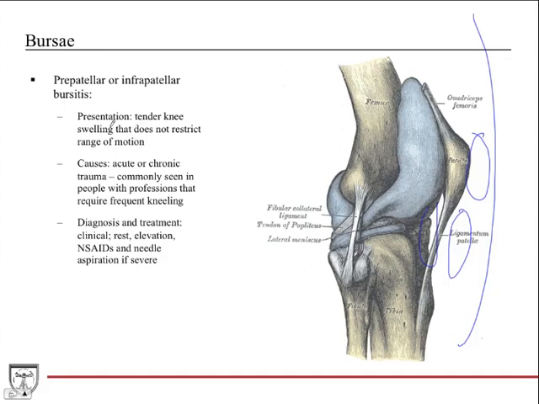Presentation is going to be tender knee swelling. Essentially these are bags of fluid that act as cushions, and they can get really inflamed and cause the knee to swell. However, it does not restrict the range of motion. So these patients will have full range of motion even though they have a very tender and swollen knee. The causes are either acute or chronic trauma. It's commonly seen in people with professions that require frequent kneeling.